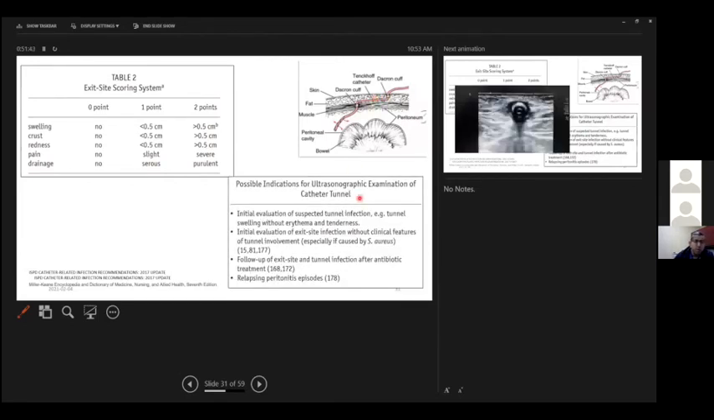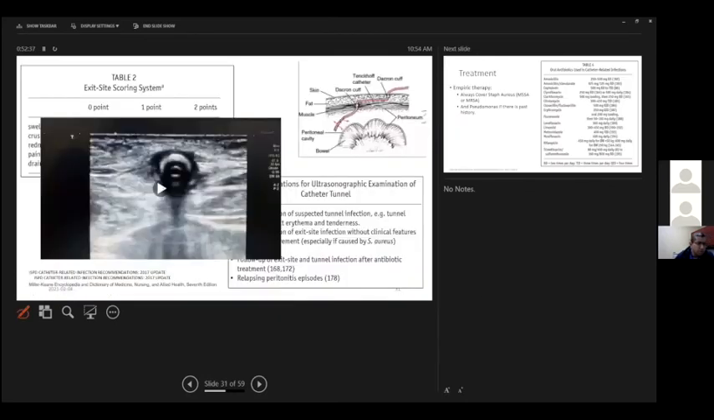When do you want to investigate the tunnel? If you think there's some infection, some swelling, tenderness, or erythema, and there is involvement of the exit site, then you immediately get the tunnel evaluated. Or else you start to treat and you want to see whether the collection has gone down or not. And if the patient has relapsing peritonitis, meaning peritonitis again and again, and you don't find any other cause for recurrence, you look at the tunnel.